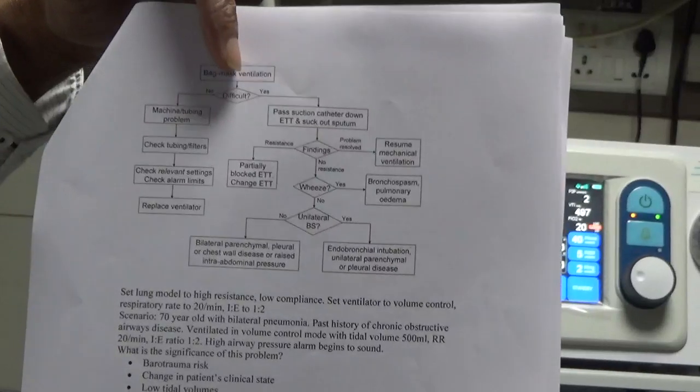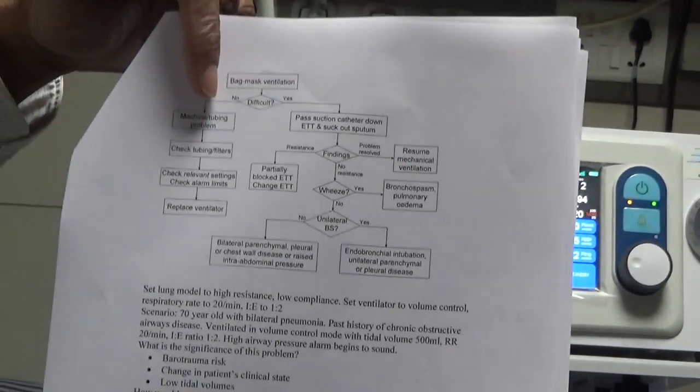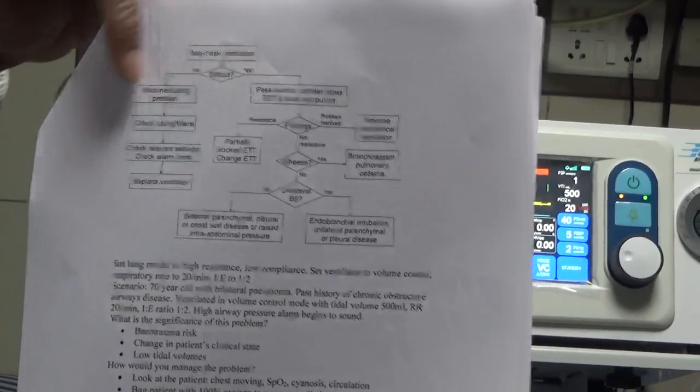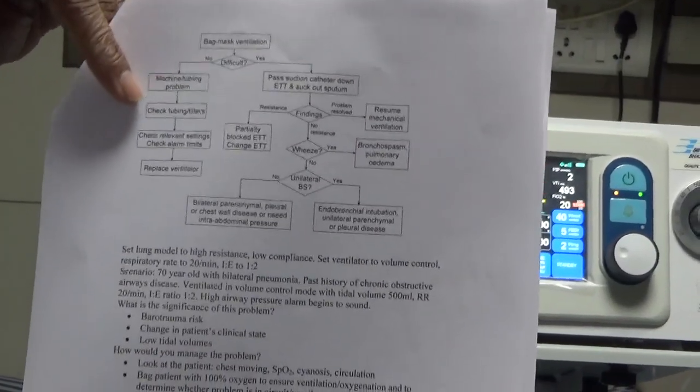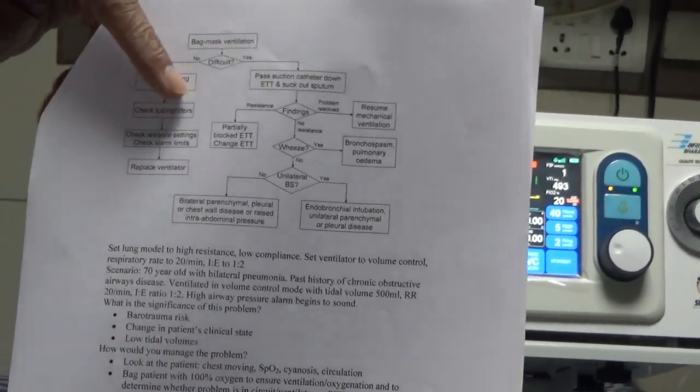Now after you do the bag mask ventilation, if you find that bag mask ventilation is easy, there is no problem, then it means that you need to troubleshoot the machine or the tubing. You need to check the tubing and filters.